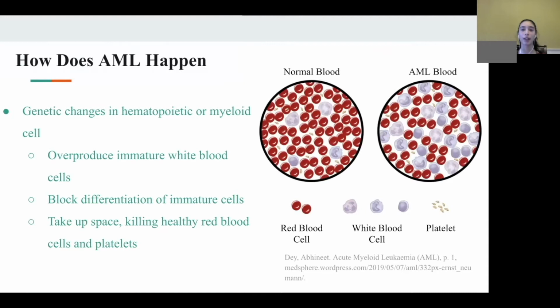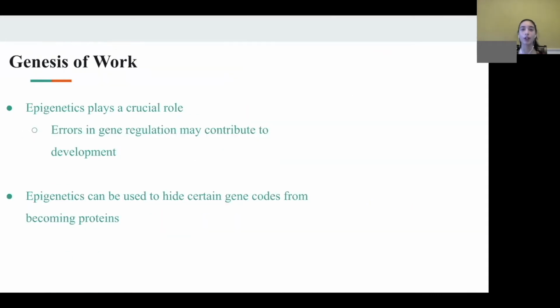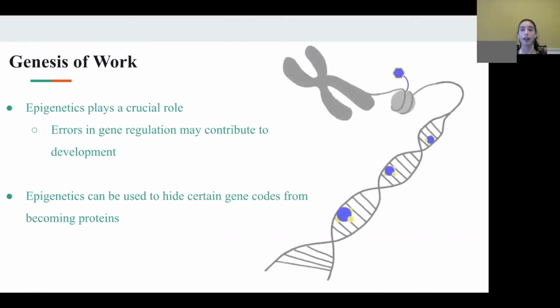So what exactly happens to the blood during AML? The overproduction of immature myeloid blast cells takes up space in the bone marrow and thus kills the healthy blood cells and platelets. To continue, epigenetics was another major component of treating AML that I needed to understand and learn a little bit more about.